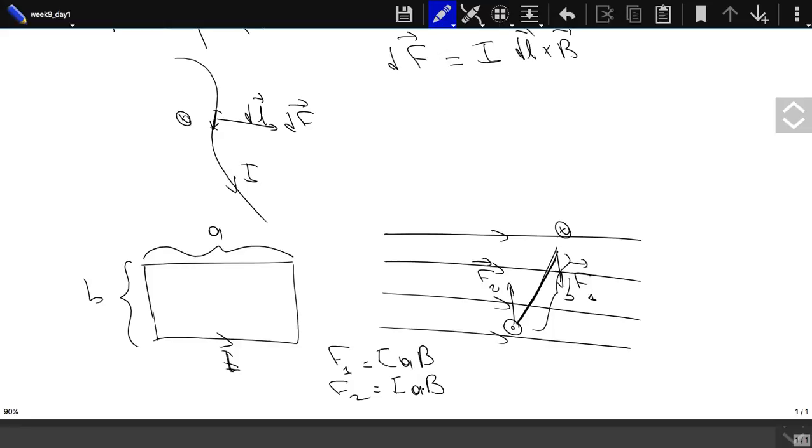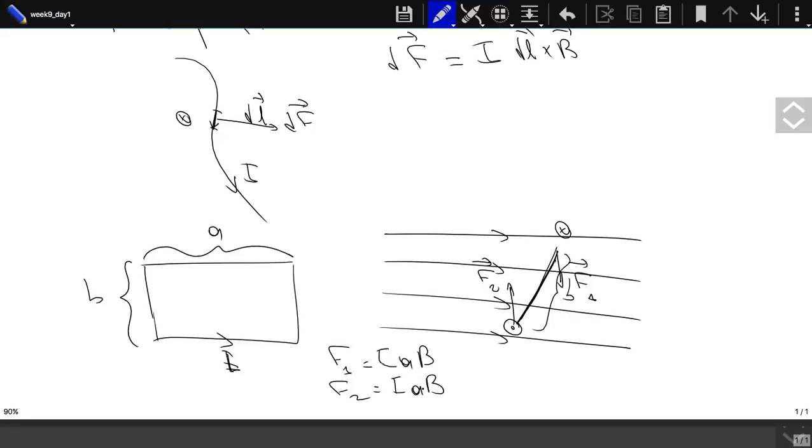Now let's look at the other two edges. Let's look at the closer edge. In the closer edge, the current is running in this direction. This is the direction of I. This is the direction of dl. This is the magnetic field. So the force will be in which direction? It's into the screen.